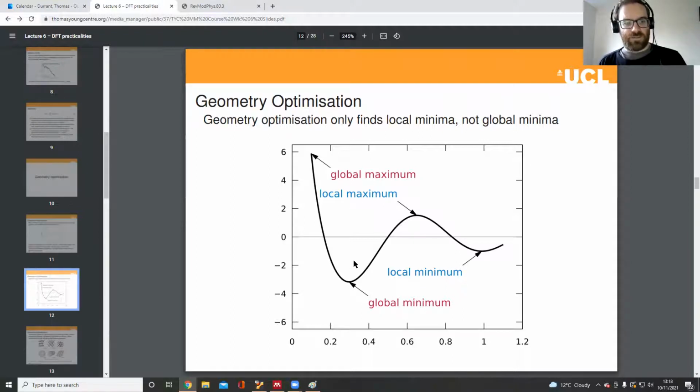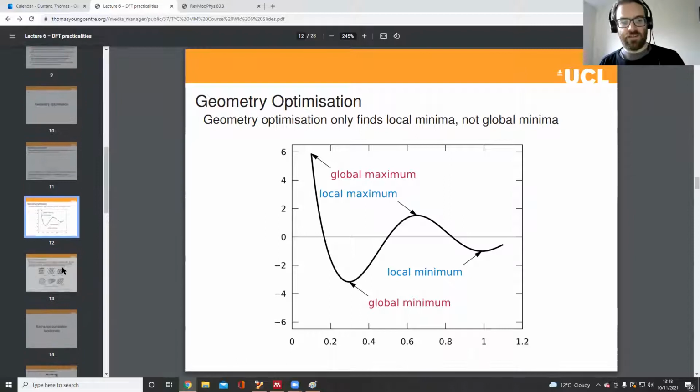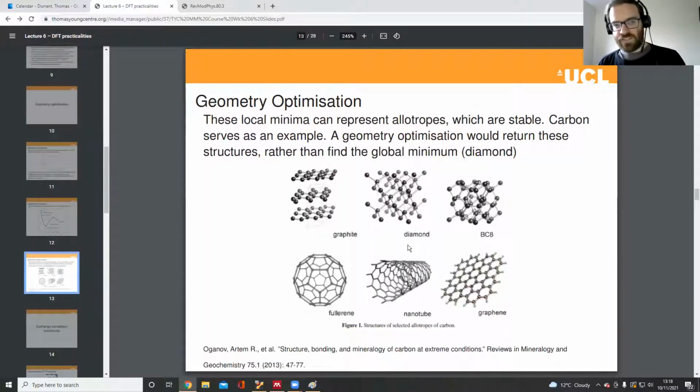So just running a geometry optimization isn't going to tell us what the lowest energy structure should be. Just as an example, I used carbon here. On this slide we've got 6 different allotropes of carbon. Carbon is one element that can be stable in quite a lot of different structures. For instance, you've got things like fullerene, where you make basically a giant football out of carbon atoms that's quite stable.